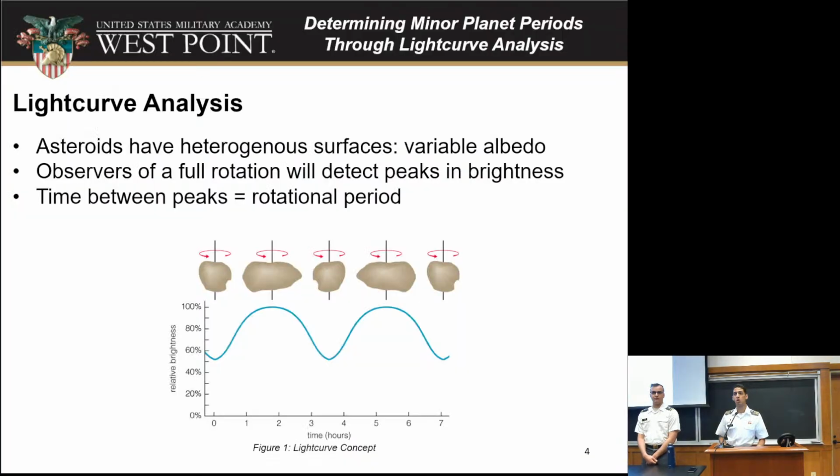So if we measure its brightness over time and we plot that on a graph, you'll see here in figure 1, we have a concept map of what that light curve will look like. Its brightness will decrease and increase over time as it's rotating. With that information, we can determine how quickly it rotates by measuring the time it takes for it to complete those rotations across that graph through the time between peaks. So essentially, the time between multiple peaks just gives us that rotational period for the asteroid.